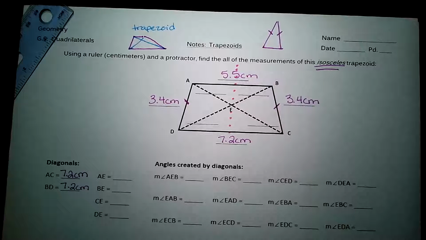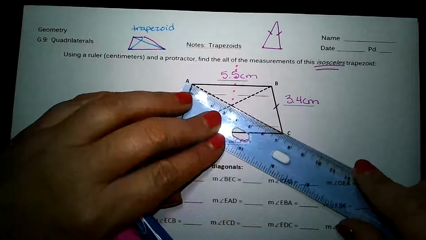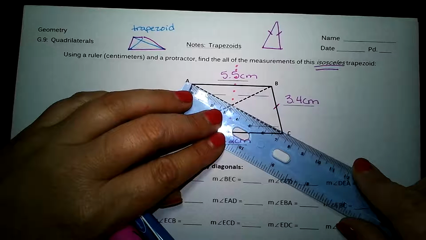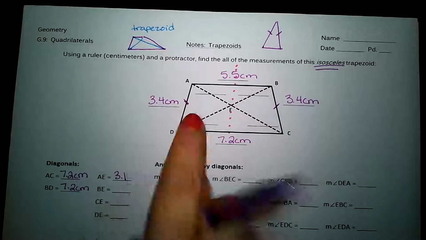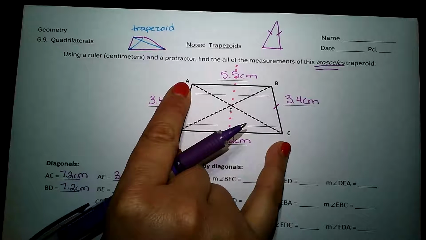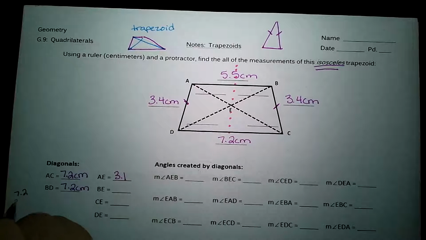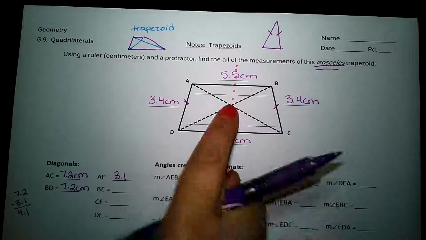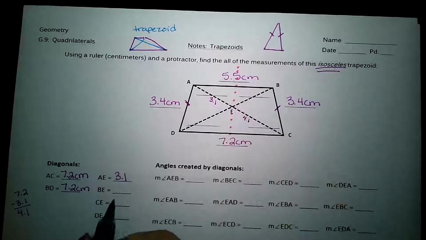Okay. All right. Now let's check out our diagonal measures here. A to E looks like 3.1. Okay, well, if this is 3.1 and the whole piece from A to C was 7.2, let's just do a little subtraction. 7.2 take away 3.1 leaves me with 4.1 for the other piece. So we had 3.1 here. That would leave you with 4.1 from C to E.